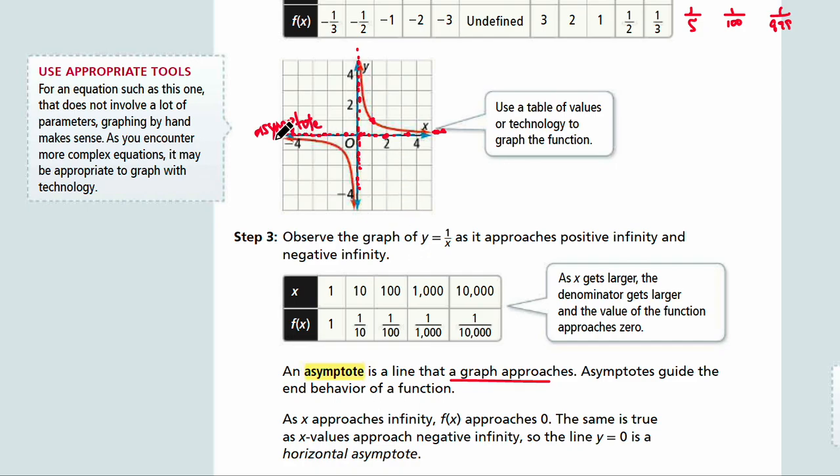They guide the end behavior of a function. Your end behavior tries to reach it, but it will never reach it at all. As x approaches infinity, f of x approaches 0, but it will never be 0. And as x approaches negative infinity, it will also approach 0, but it will never be 0. So this is a horizontal asymptote. You also have a vertical asymptote here.